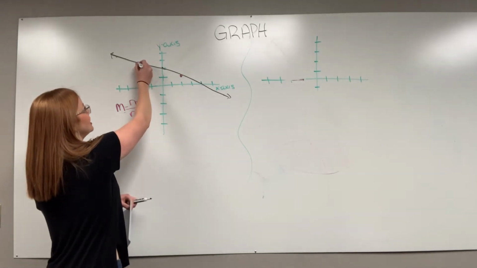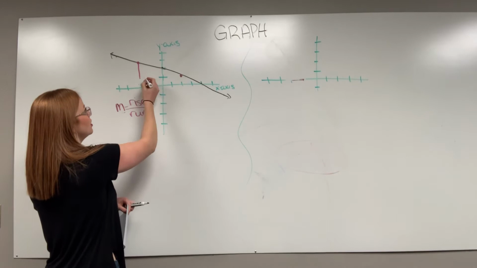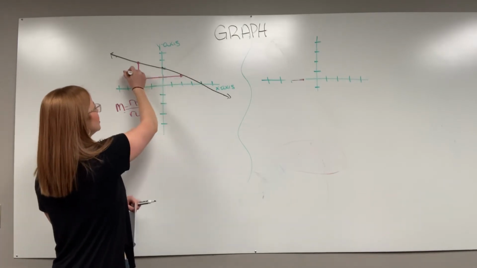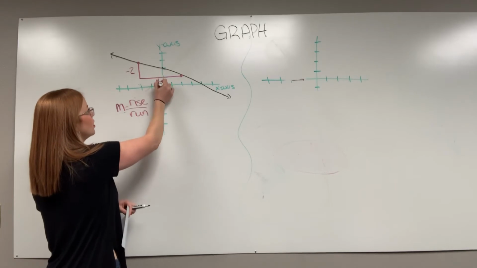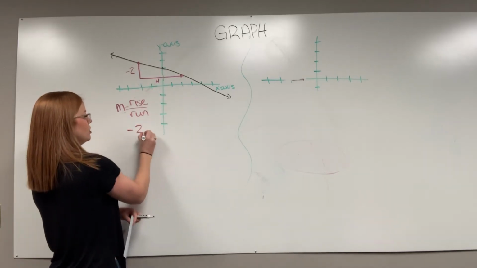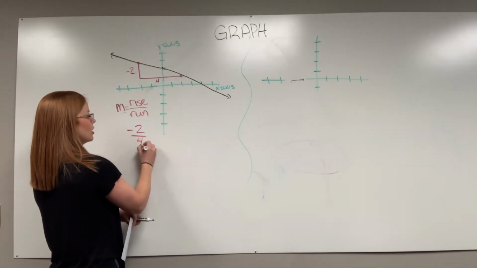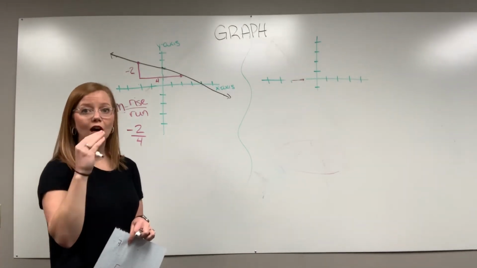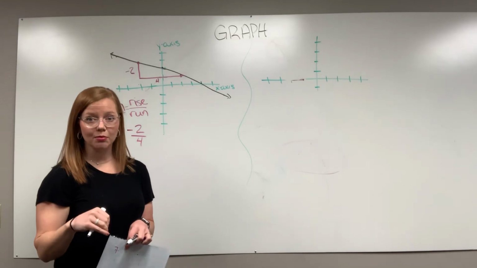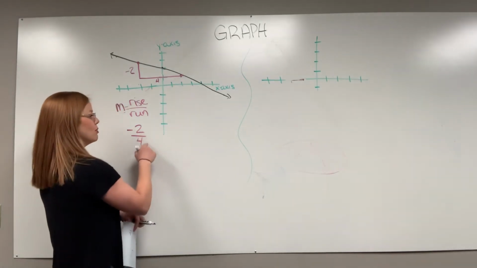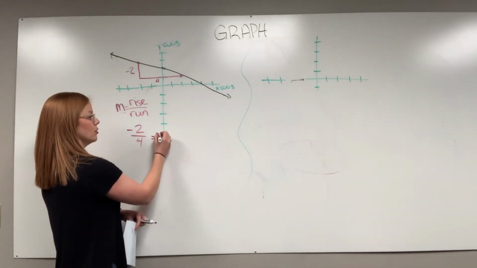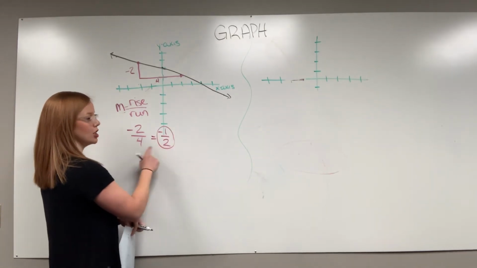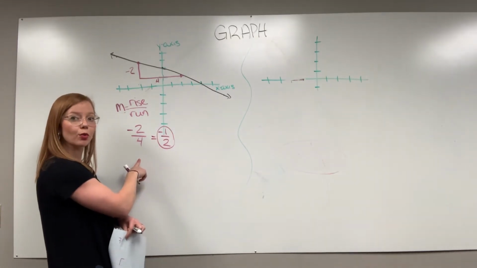So I'm going down 2 over 1, 2, 3, 4. So down 2 over 4. So down 2, right 4. Will this fraction simplify? And by simplify, I mean you can divide the top and bottom by the same number. So I can divide both of those numbers by 2, which would give me -1 over 2. That's the simplified version of -2 over 4.